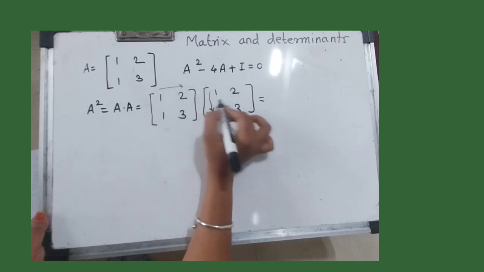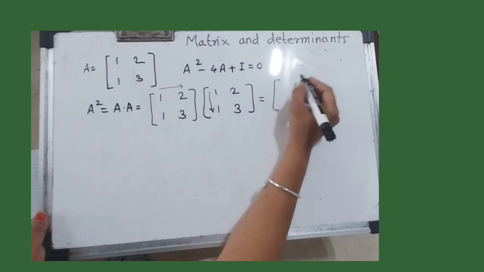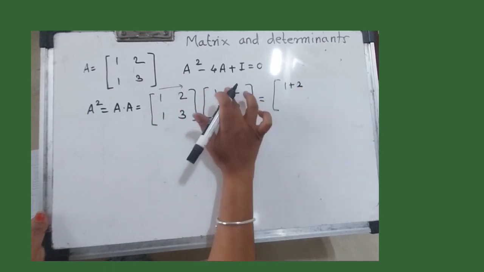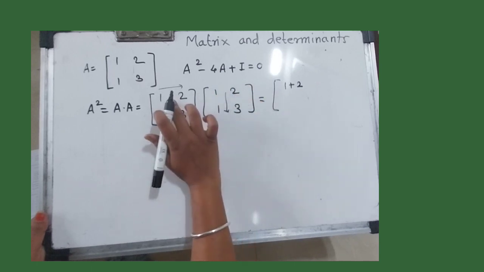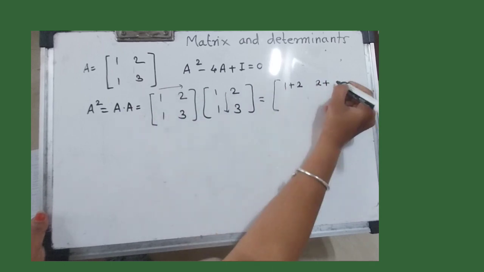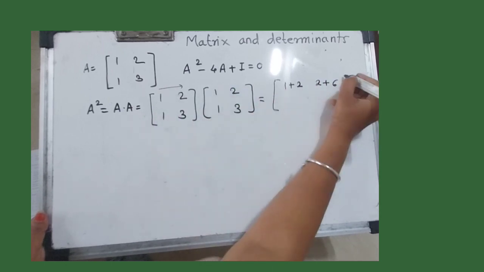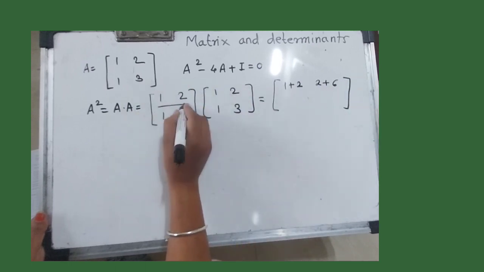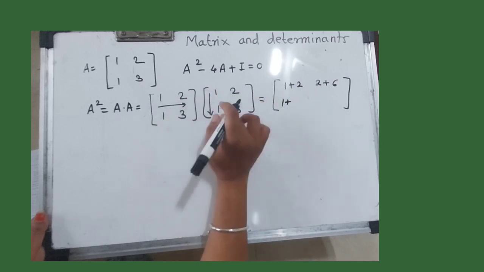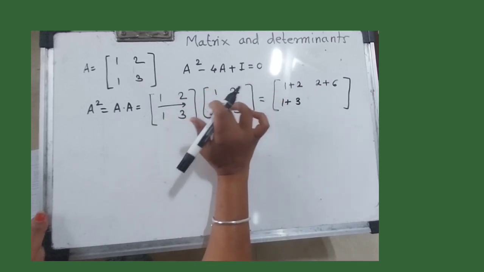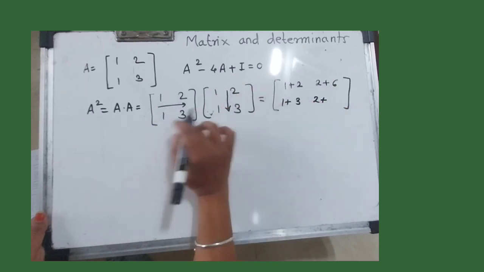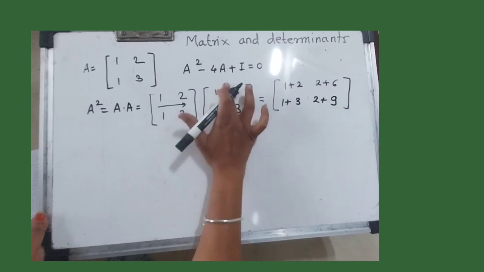First row, first column. 1 into 1, 1, plus 2 into 1, 2. Shift the column here. Keep this row as it is. 1 into 2, 2, plus 2 into 3, it is 6. There is no column. Close the matrix. Shift the row. Again first column. 1 into 1, 1. 3 into 1, 3. Shift the column. Keep this row as it is. 1 into 2, 2, plus 3 into 3, 9. Okay, finish.